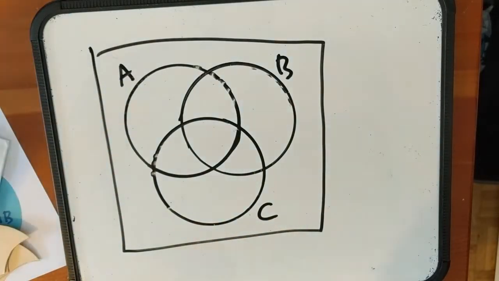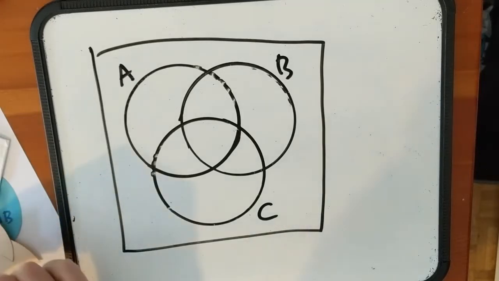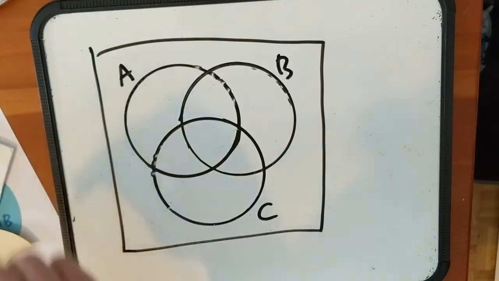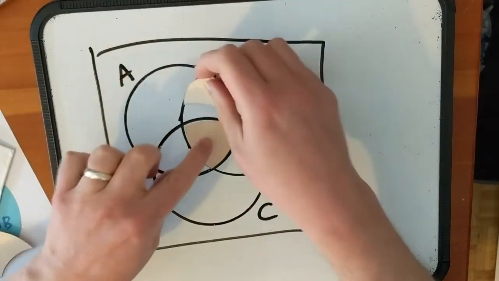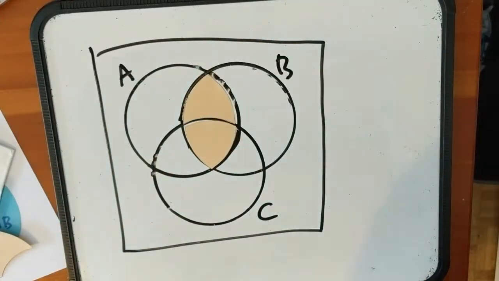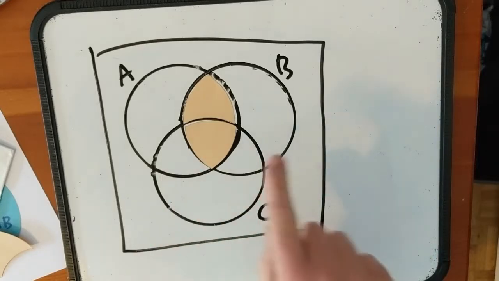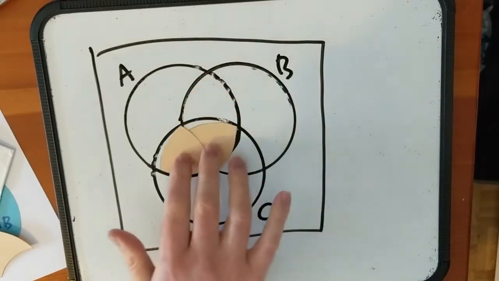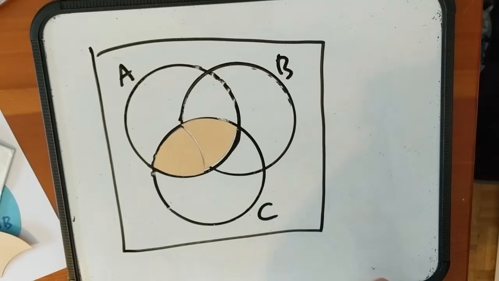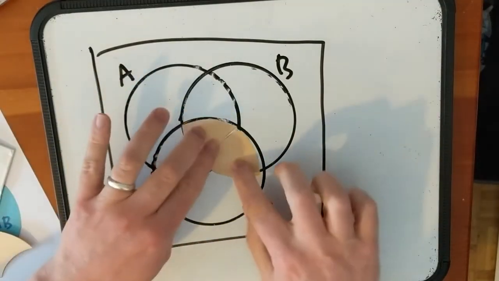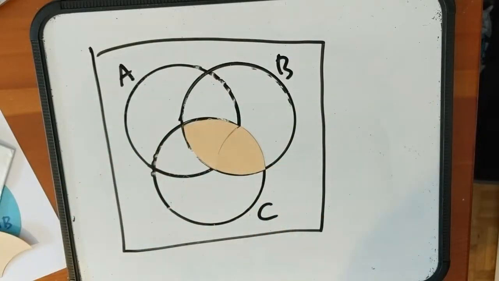Okay, so now we've got three sets, A, B, and C. We can talk about a combination of two different things. So if I just had this bit up here, that's very similar to what we were doing before with two sets. This would be the intersection of A and B. So A intersect B, and you can have this one. That would be the intersection of A and C, and you could have this one. That would be the intersection of B and C.